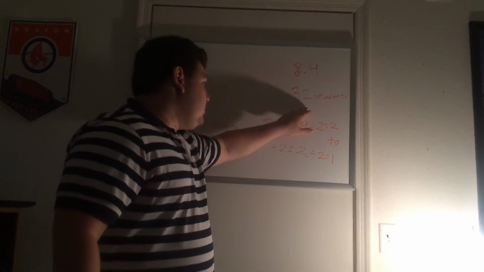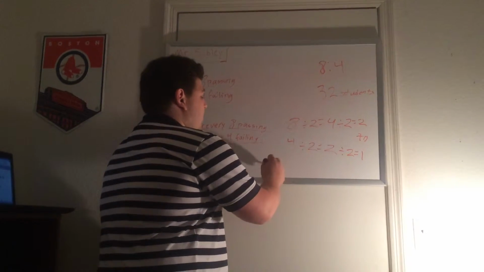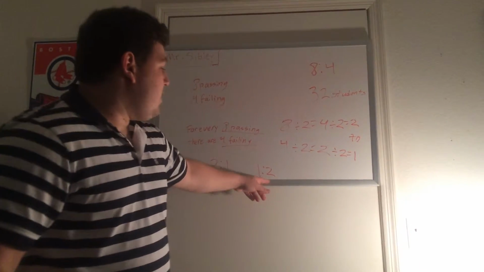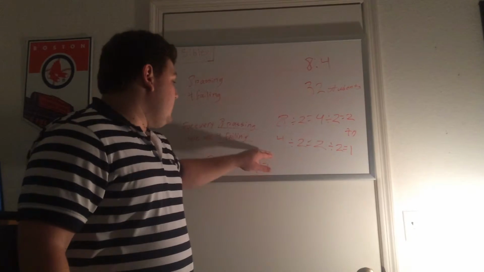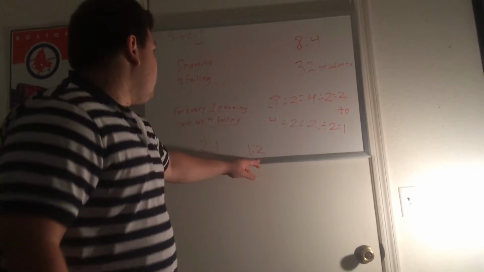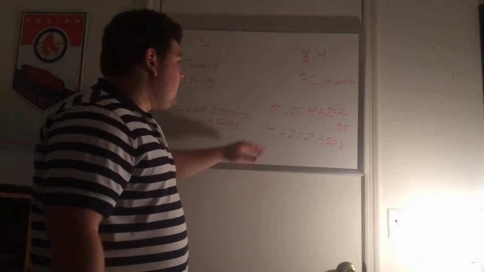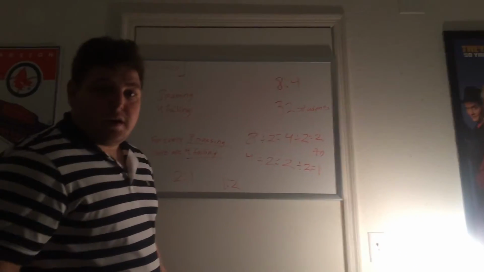So we know there's 32 students. We know that essentially it's 2 passing to 1 failing. We can also write it, like I said before, reversed as 1 to 2. So it's essentially saying 8 passing, 4 failing, 32 students. So we have 1 failing for every 2 passing. Now we know that's 1/2 because of the 1 to 2, right guys?